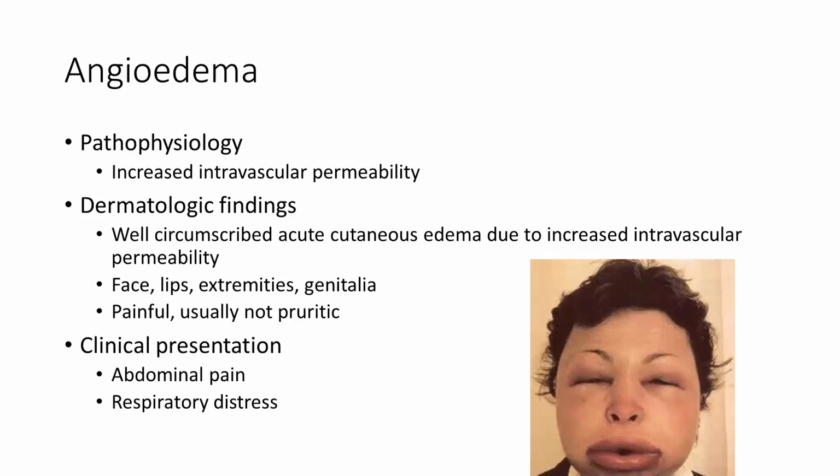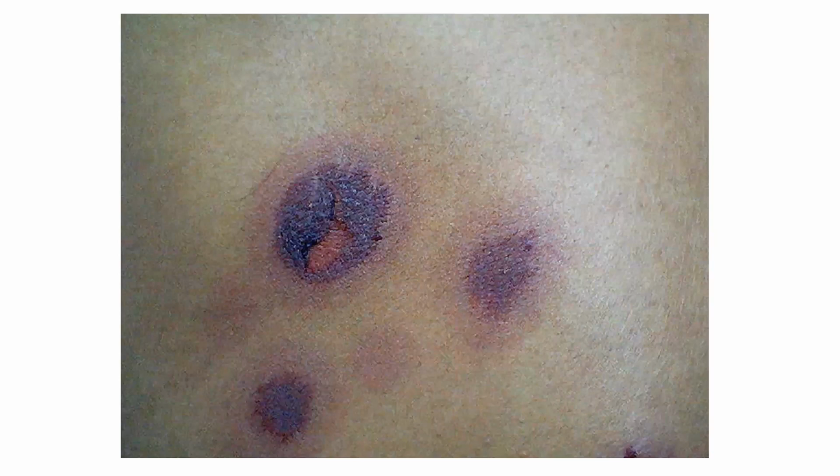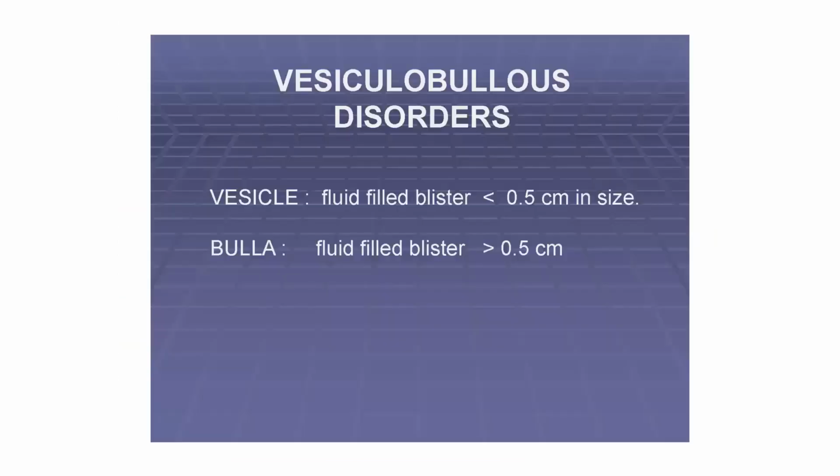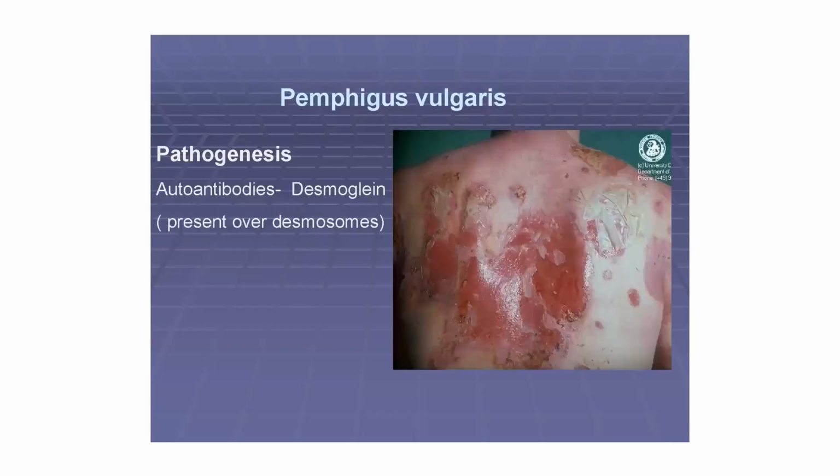Angioedema, well-circumscribed acute cutaneous edema due to increased vascular permeability, face, lips, genitalia affected. It's not pruritic like urticaria, it's more painful, and it has more systemic involvement and can be fatal with abdominal pain and respiratory distress. This is fixed drug eruption. Then vesiculobullous disorders, vesicle is small and bulla is enlarged. Pemphigus vulgaris, autoantibodies against desmoglein 3, which are present over the desmosomes.